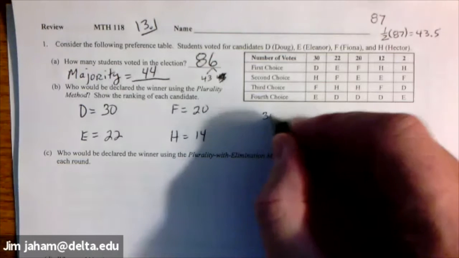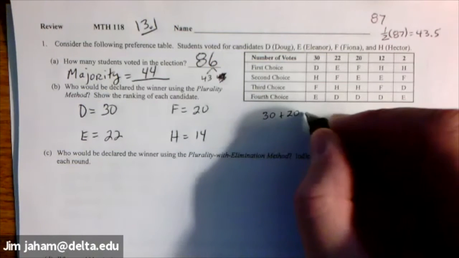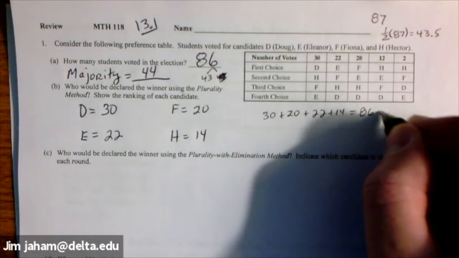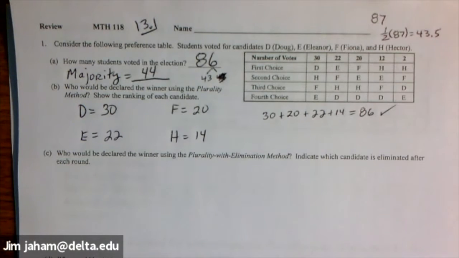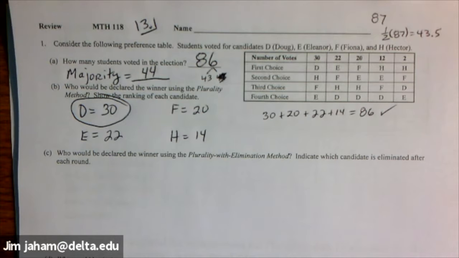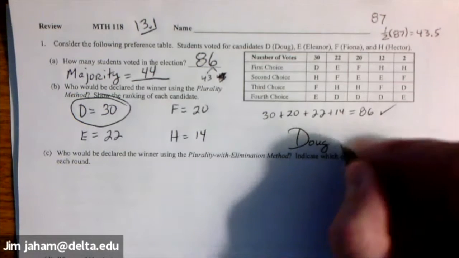Just be sure that when you add these numbers together, you do get the total number of votes, 86, so check. And then the candidate that has the most first place votes would have a plurality, they say, and would win by the plurality method. Doug is going to win this one.